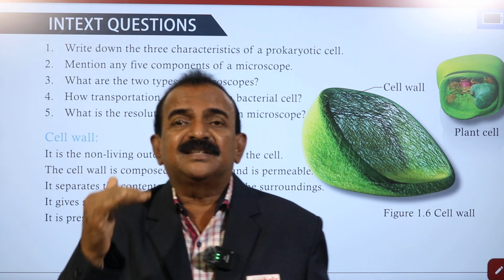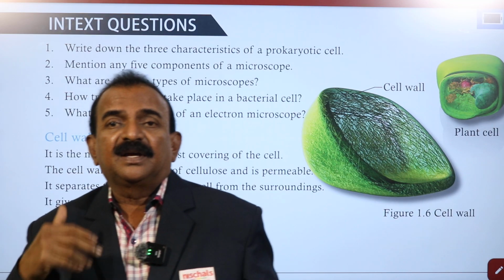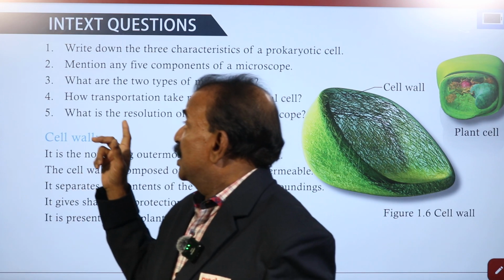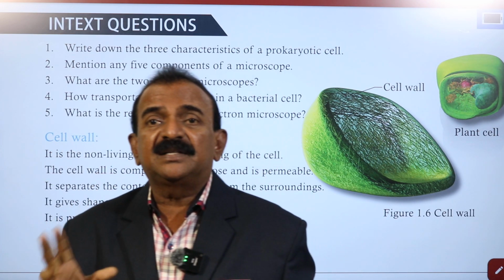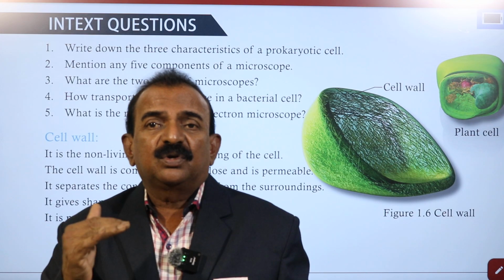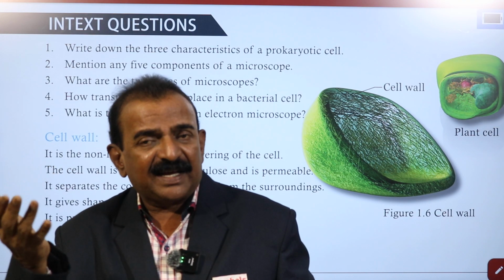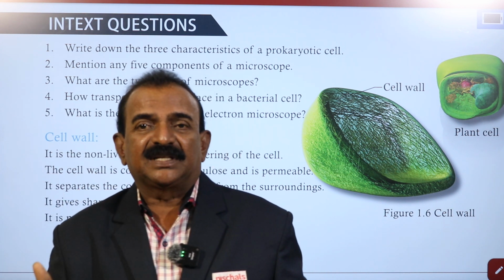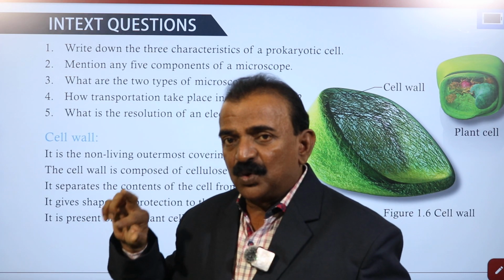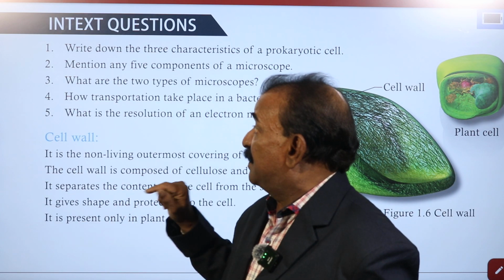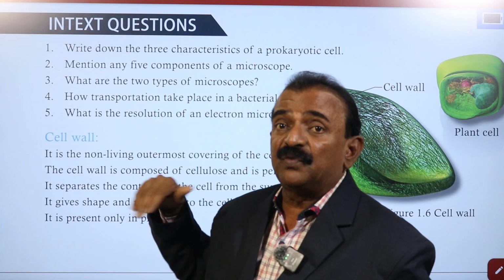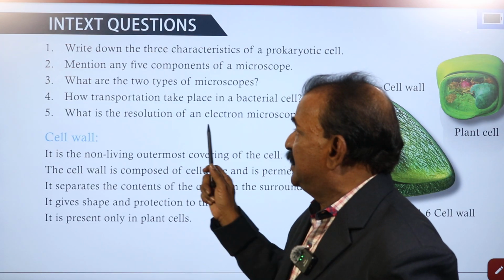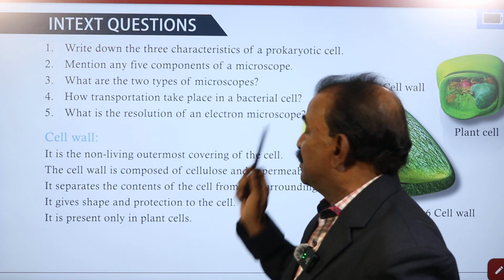Below the cell wall we can see the presence of the plasma membrane, and the other name for plasma membrane is cell membrane. So in this way these two membranes are helpful, as they allow certain substances to get into the cell and certain substances to get out of the cell. These are what you observe in a prokaryotic cell, and they are useful for transportation.